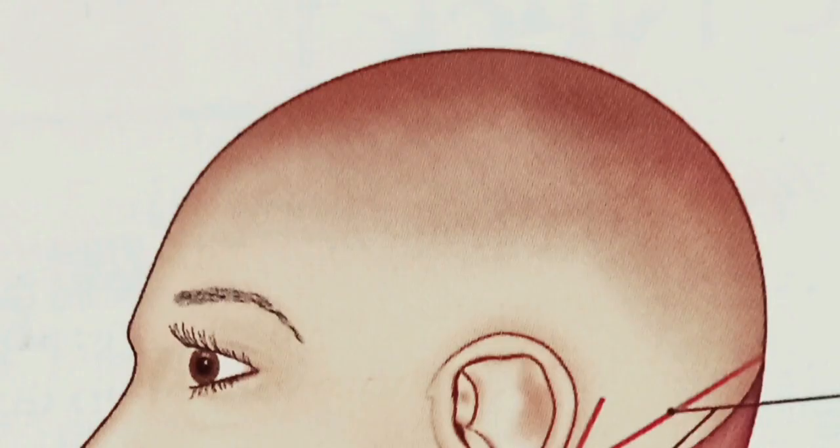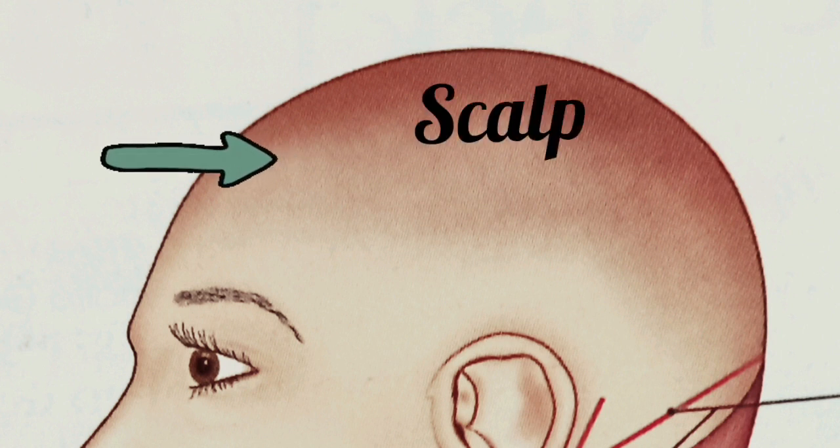In this video, we will discuss what is scalp. So, what is scalp? Scalp is the skin covering the head region, excluding the face.